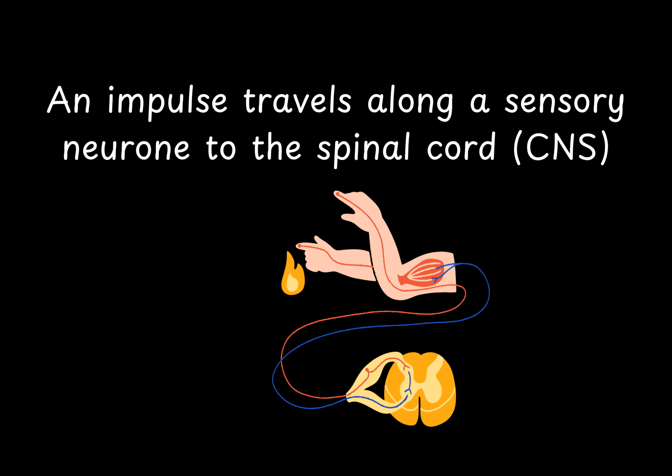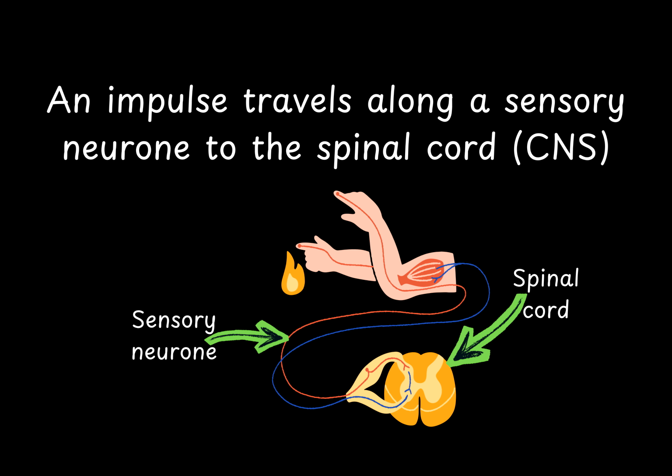So once the stimulus is detected by the receptors, an electrical impulse will be generated in the first neuron of the arc, and this neuron is called the sensory neuron, and it is represented by this red line coming away from the receptor. Where is this impulse going? It is going to the spinal cord. And remember, the spinal cord makes up the CNS along with the brain. Students, how do you know which diagram represents the spinal cord? Just look for the butterfly shape.